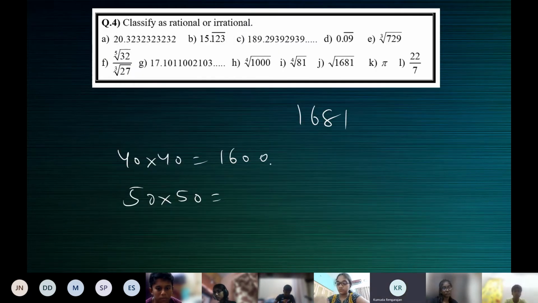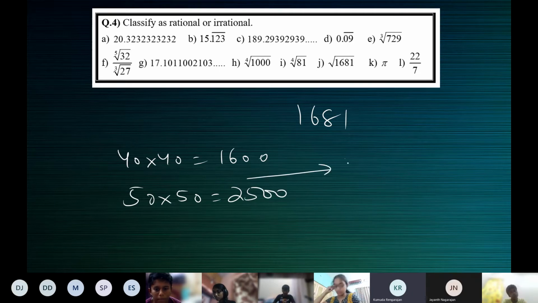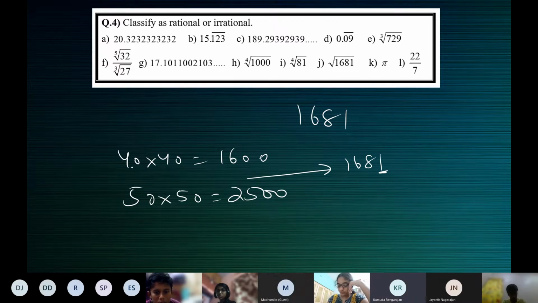40 squared is 1600 and 50 squared is 2500. Now this number 1681 lies between these two. Now it ends with 1. So the square root of this number should be between 40 and 50.